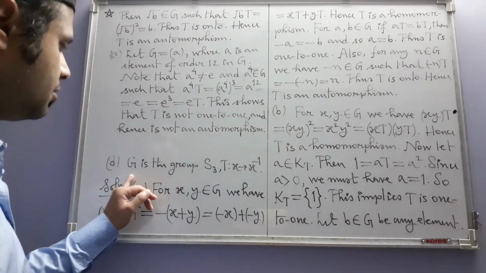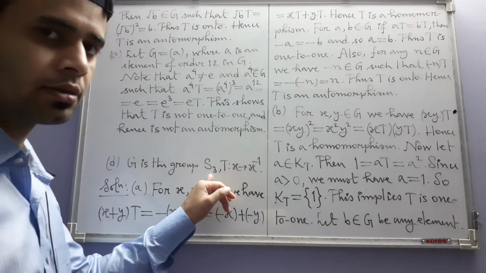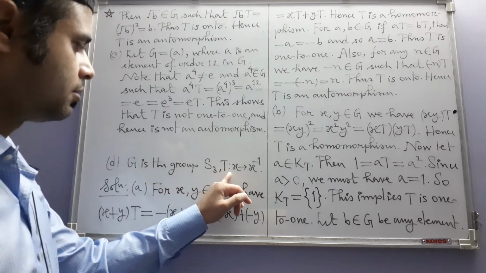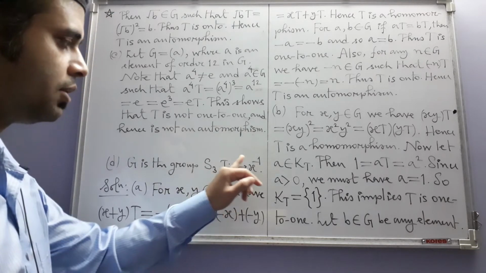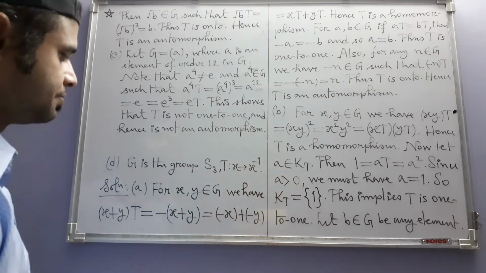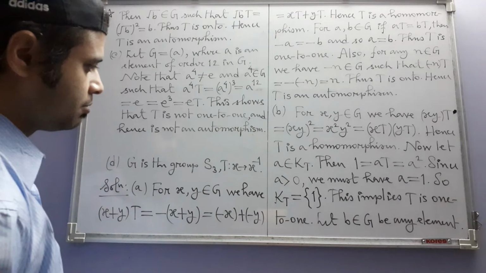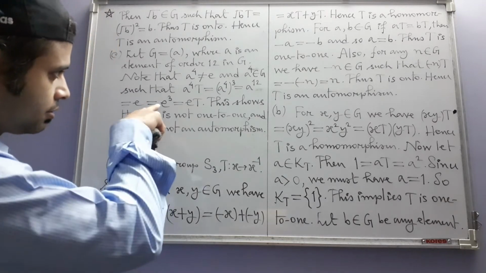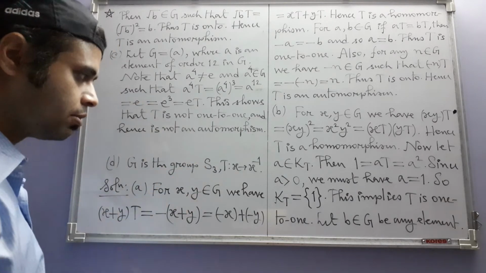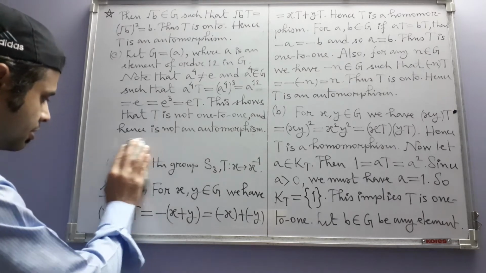and hence is not an automorphism. Finally, in part D, G is our familiar group S3 and the map T maps every element onto its inverse. This will also not be an automorphism for a different reason than the previous one. It's not a homomorphism. Let's see.